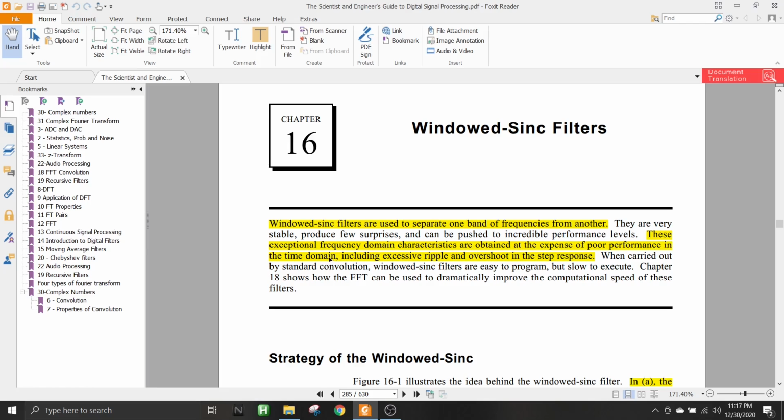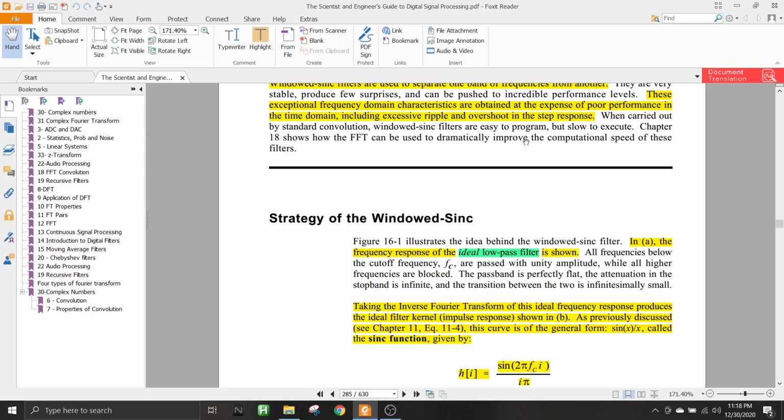We have talked about this in one of our previous chapters: any filter that performs well in the frequency domain will perform poorly in the time domain, and the reverse is also true. The fact that it performs poorly in the time domain means that it will have excessive ripple and overshoot in the step response. So the window sinc filter's frequency response will be very good, but its step response will have these characteristics, excessive ripple and overshoot, and both of them are bad characteristics to have in the time domain.